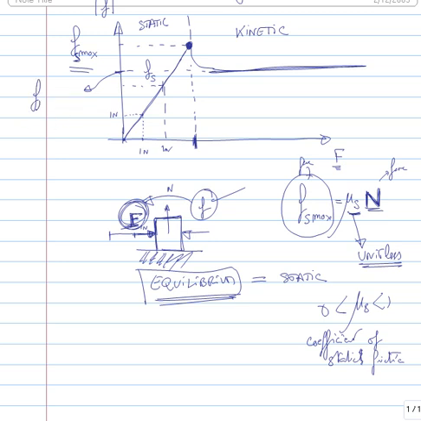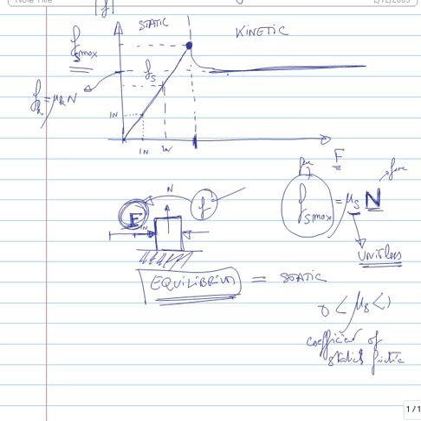So F_k = mu_k N. This will refer to the kinetic frictional force. Every time you have a system which is moving, either at constant velocity or increasing or decreasing velocity, the frictional force is known as the kinetic force, the kinetic friction. If the system is in static equilibrium, then we're going to be dealing with the static frictional force.